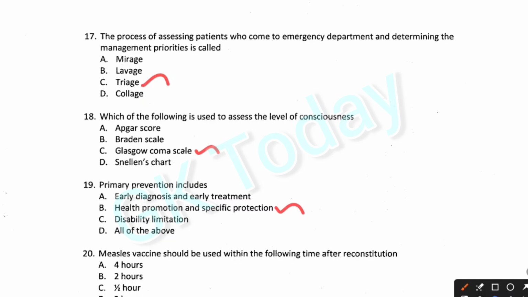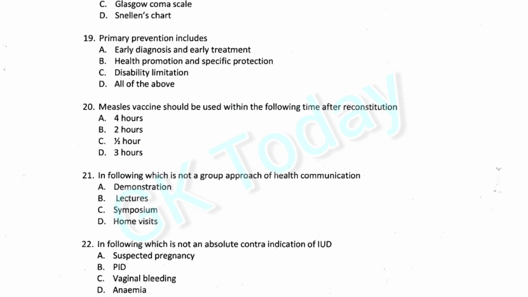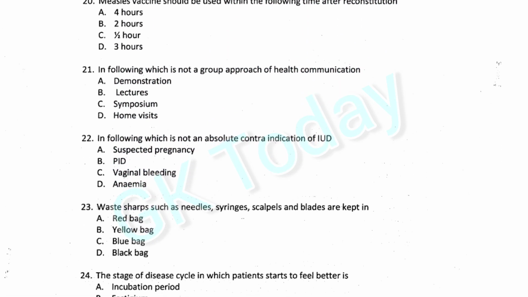Question number 20, measles vaccine should be used within the following time after reconstitution. Correct answer is option A, 4 hours. Measles vaccine should be used within 4 hours after reconstitution. Correct option is option A, 4 hours.